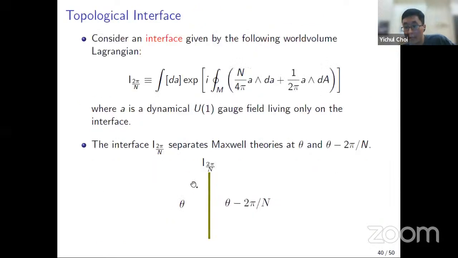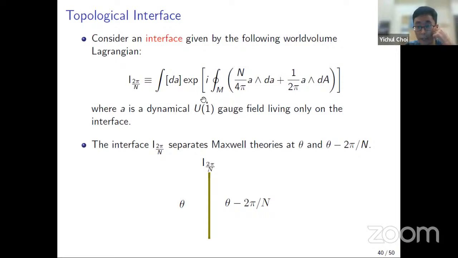So to answer this question, let me again make a slight detour and let's talk about interfaces. So I'm going to consider an interface which I denote as I_{2π/n}. It exists in the Maxwell theory, given by this expression. But from now on, whenever I say an interface, I mean something supported on a codimension one locus in the spacetime, which divides two different QFTs. So if I have an interface, from the left I have QFT1, to the right I have QFT2.